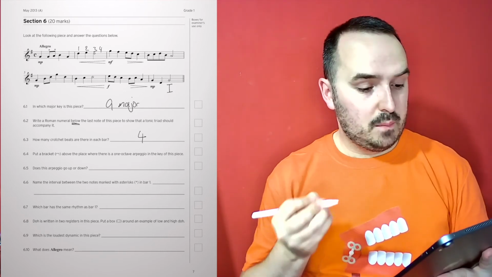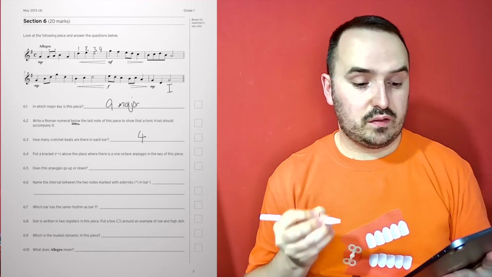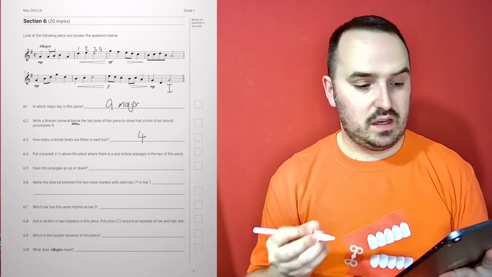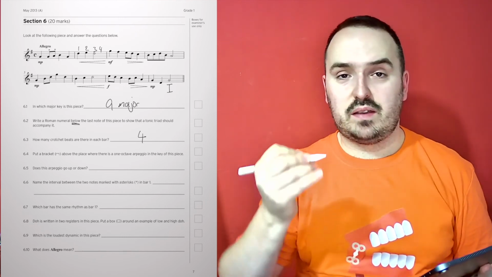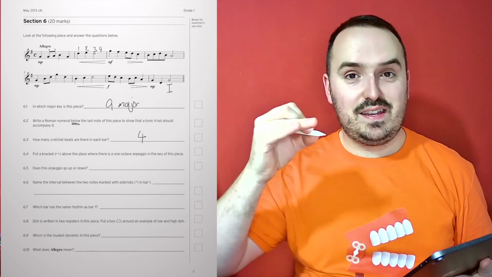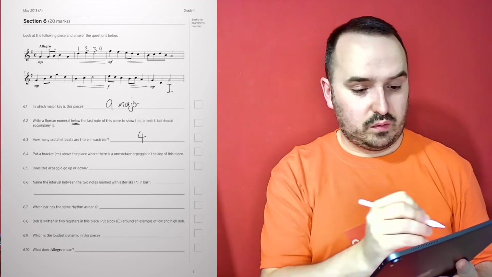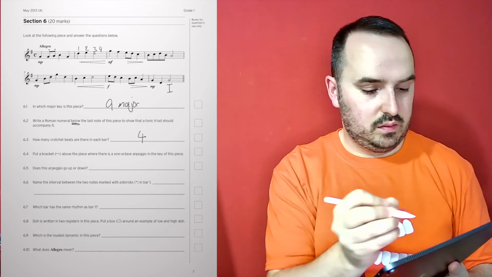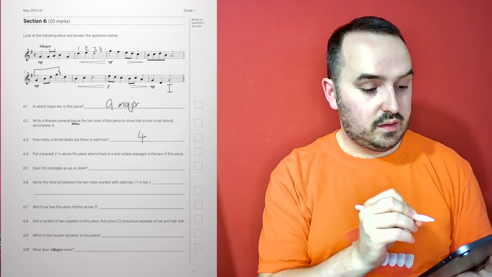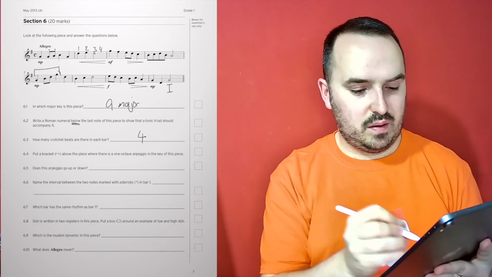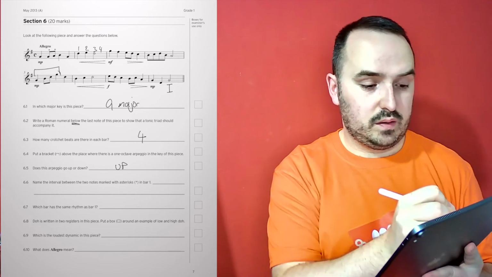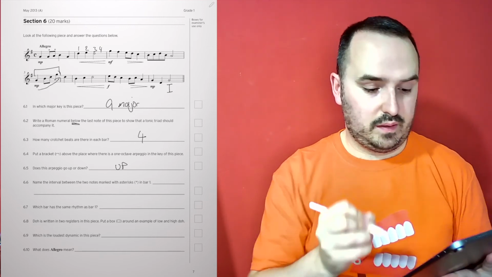Question 4. Put a bracket above the place where there is a 1 octave arpeggio in the key of this piece. Okay, so we're looking for an arpeggio in G major, and we know that we need to have G, B, D, and G. Scanning through this, I can see that there's one just there. Does this arpeggio go up or down? A really easy couple of marks. That is going up. We can see because it's going up like that.